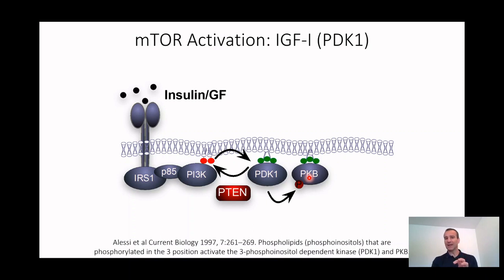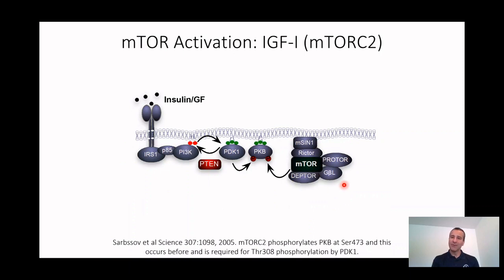The second step in activating it, it needs another phosphorylation. And what does that? Well, a protein kinase that you've seen before. This protein kinase is mTOR. But again, this is not mTOR complex 1, this is mTOR complex 2. One of the important differences between mTOR complex 1 and 2 is this molecule mSIN1, and mSIN1 has the ability to bring mTOR up to the membrane.